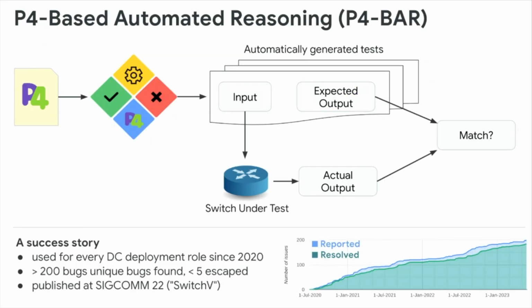So here's a 10,000-foot view of P4-based automated reasoning. The high-level idea is very simple. You start from your P4 specification, and then we have all these fancy tools, which I'll abstract for a second. But what they do is they take in the P4 program and they output a test. And a test is essentially a switch input that gets fed to your switch under test and an expected output. And what you do is you run the switch under test, it produces some actual output, and you have your expected output, and you compare the two and make sure that they match.